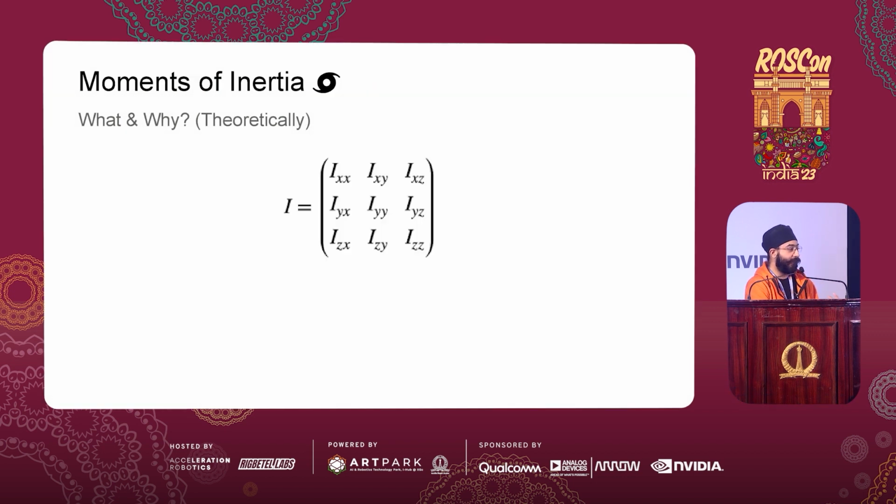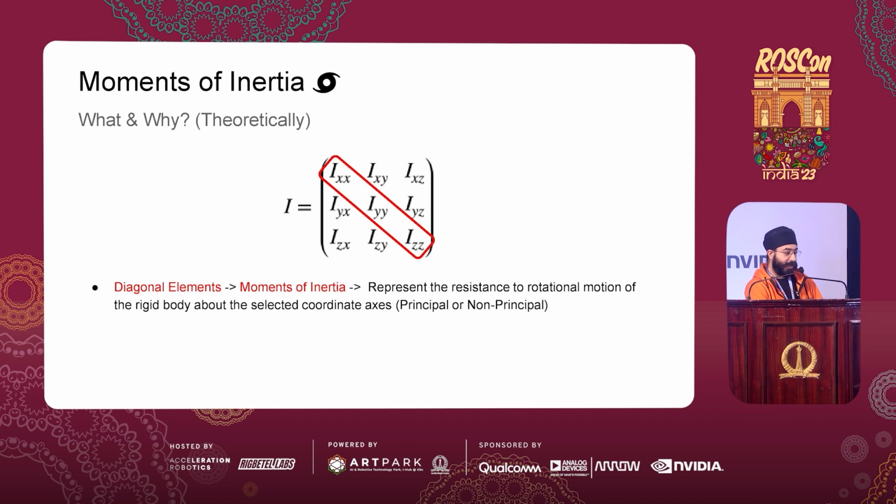If we consider it theoretically, the moment of inertia of a rigid body can be represented by this 3x3 matrix. This is known as the inertia matrix, or also sometimes called the inertia tensor. The diagonal elements of this matrix are known as the moments of inertia, and they represent the resistance that the rigid body will provide to a rotation across the selected axes.